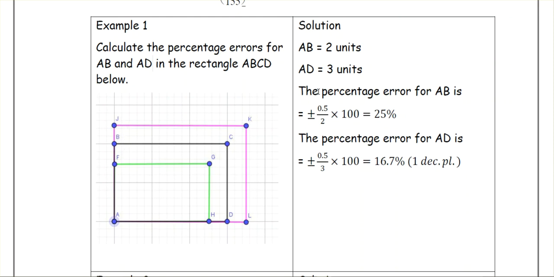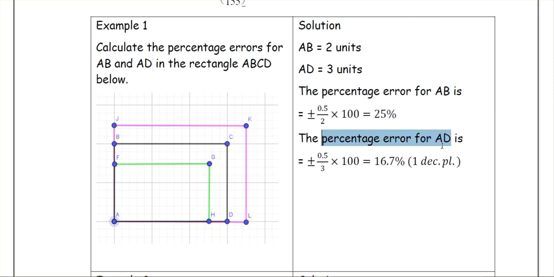The percentage error is half the unit that we're considering, which in this case is 0.5 units, divided by the length that we think it is, which is 2, times by 100, so giving us 25%. The percentage error for AB is 25%.